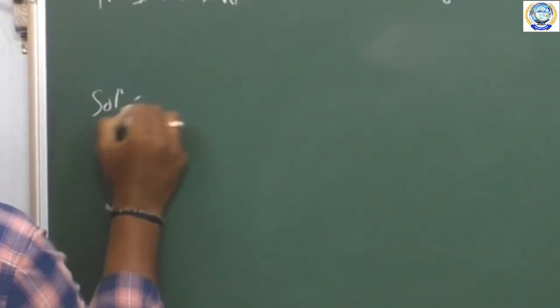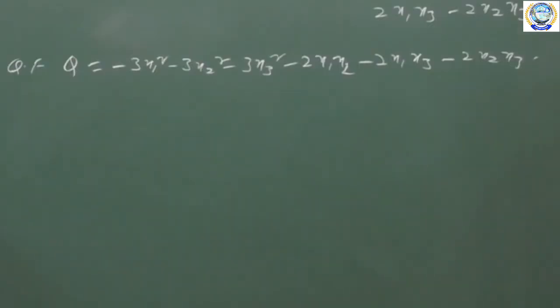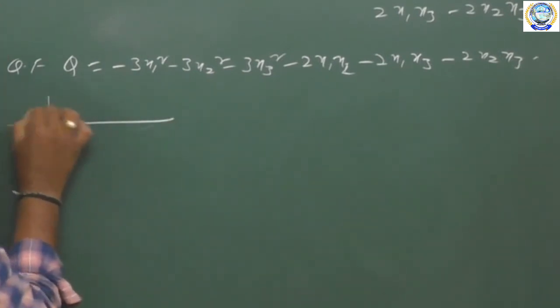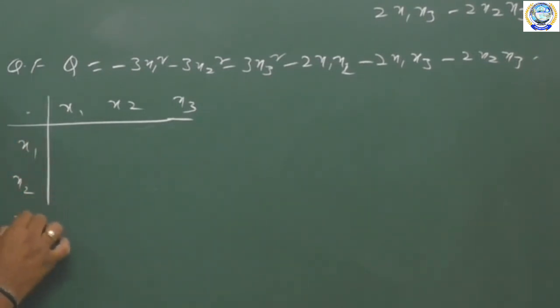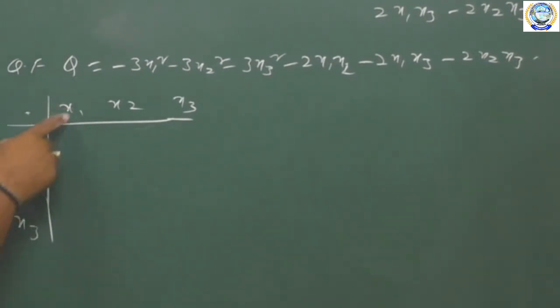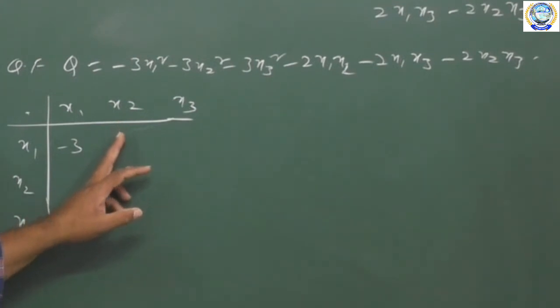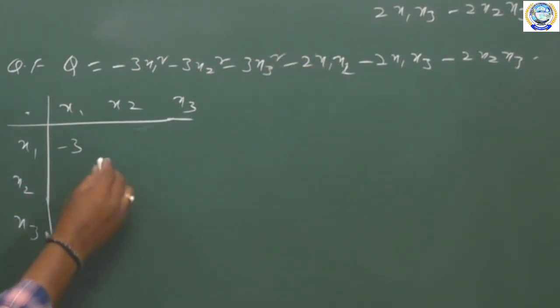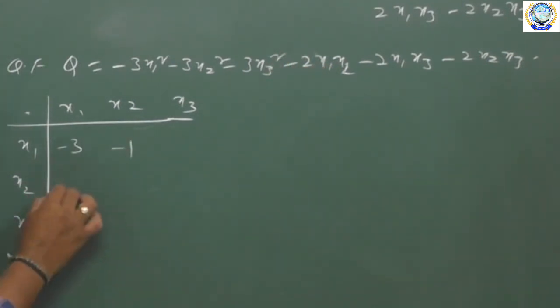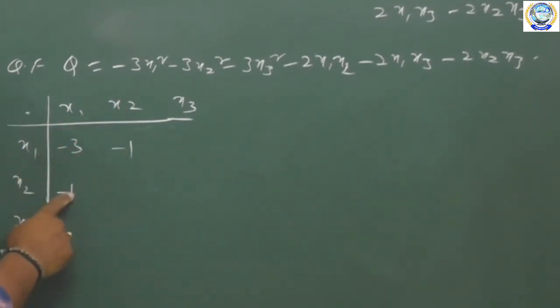The solution. First, we write the real symmetric matrix corresponding to the given quadratic form. First, consider the following multiplication table with the variables in Q. Here we write the coefficient of x1², that is -3. Here we write 1/2 into the coefficient of x1x2. The coefficient of x1x2 is -2, so it is 1/2 × (-2) = -1. Here also -1. These two values are the same, since it is also 1/2 into the coefficient of x1x2.